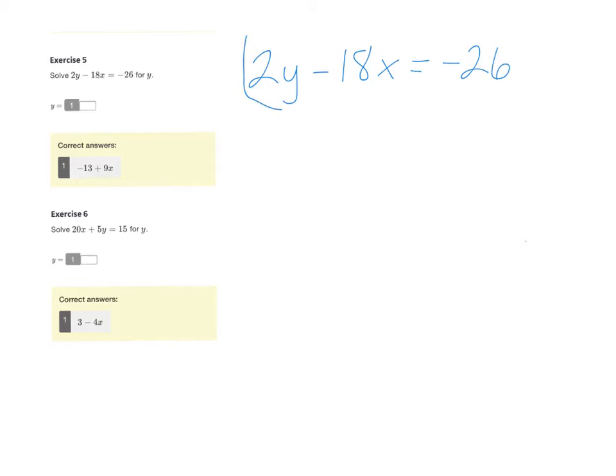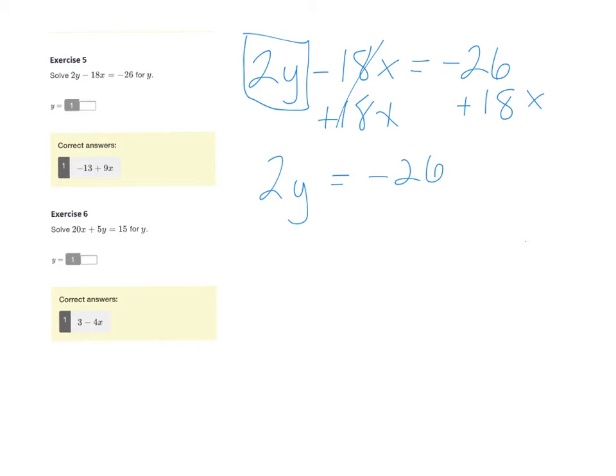So I'm going to just put a box around here. How do I get rid of this negative or minus 18x? What's the inverse of negative 18x? It is adding 18x. And so we get 2y equals negative 26 plus 18x.